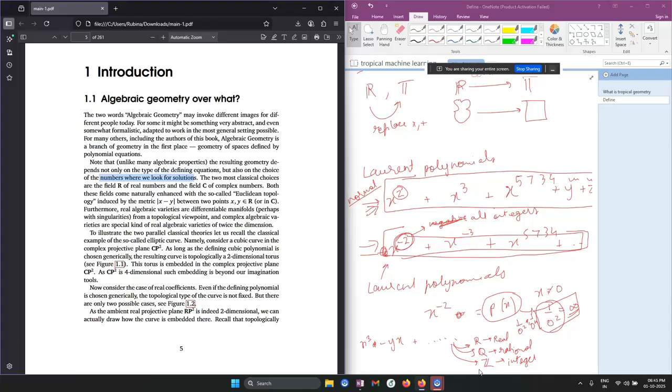Yeah, the two most classical choices are the field R of real numbers and the field C of complex numbers. Both these fields come naturally enhanced with the so-called Euclidean topology, induced by the metric mod x minus y between two points, where x and y belong to R or C. Furthermore, real algebraic varieties are differentiable manifolds, perhaps with singularities, from a topological viewpoint, and complex algebraic varieties are a special kind of real algebraic varieties of twice the dimension.